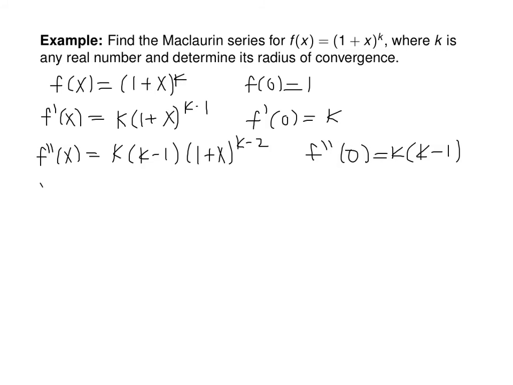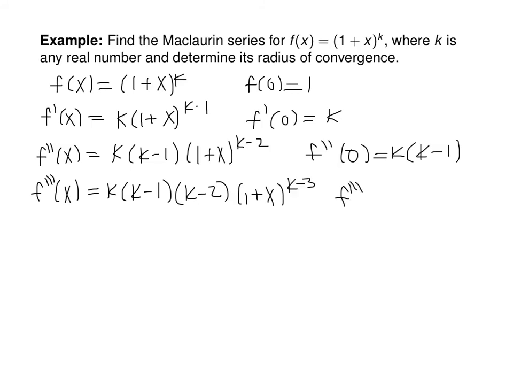Now just to see the pattern, let's do one more derivative. The third derivative is given by k times (k minus 1) times (k minus 2) times (1 plus x) to the k minus third, and when we input 0, we'll have k times (k minus 1) times (k minus 2).